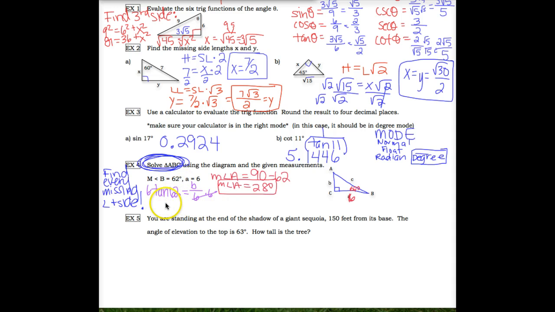So you can press that right into your calculator here. So 6 times the tangent of 62. It doesn't say on these ones what to round to, so here we're going to go nearest tenth. It's about 11.3.